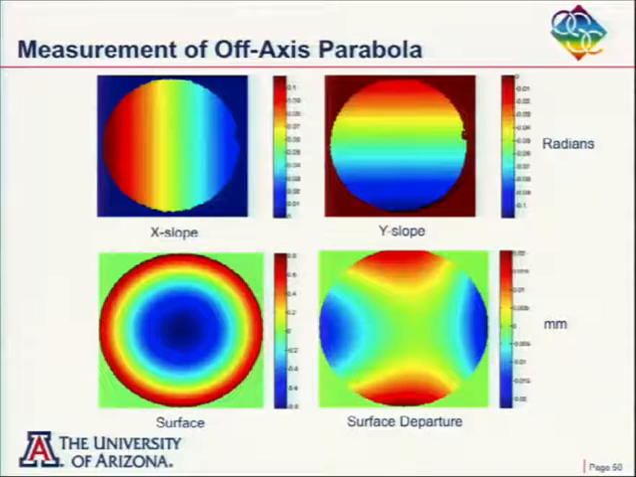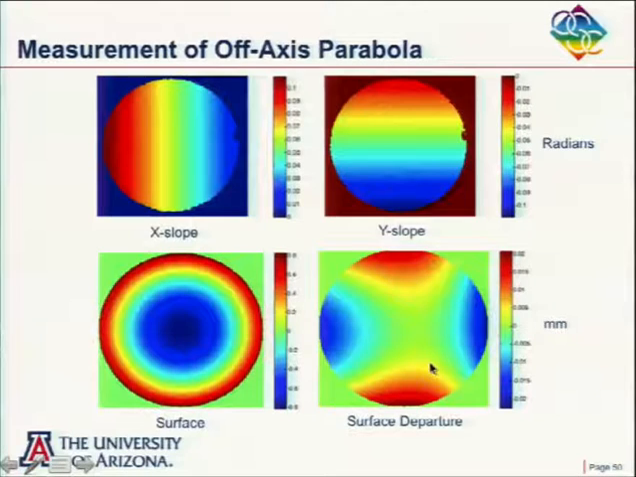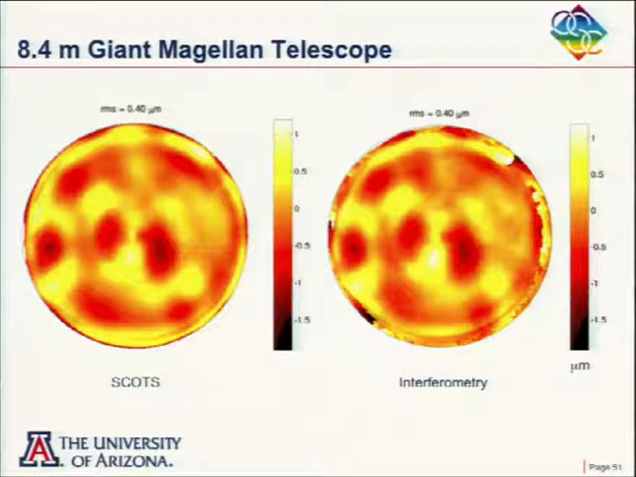That's great. Well, I had some results here that I took from one of the papers. That's looking at the slopes, so you have to measure both the X and Y slopes and then integrate that to get the surface. And then it looks like they took out what the surface shape was supposed to be, and that's what the departure is. And here's the GMT, where on the right is interferometry, and on the left is the SCOTS. So I think SCOTS is really a very exciting, quite new technique, and we'll see how it goes with time.